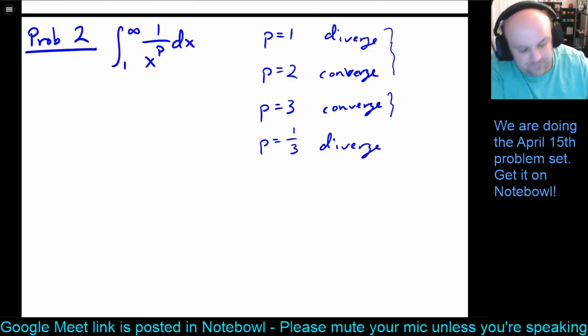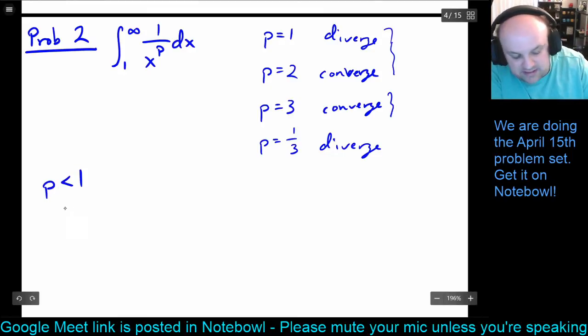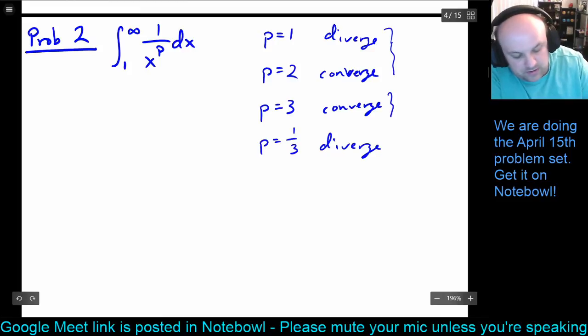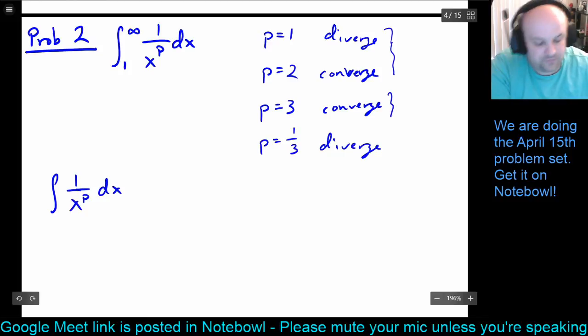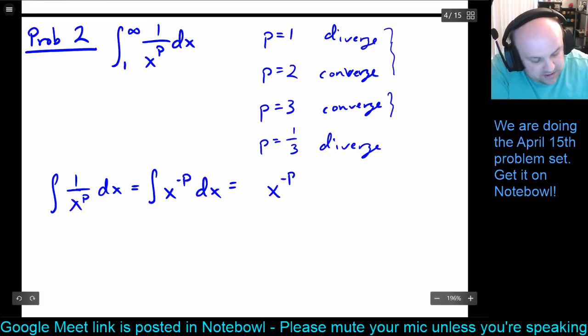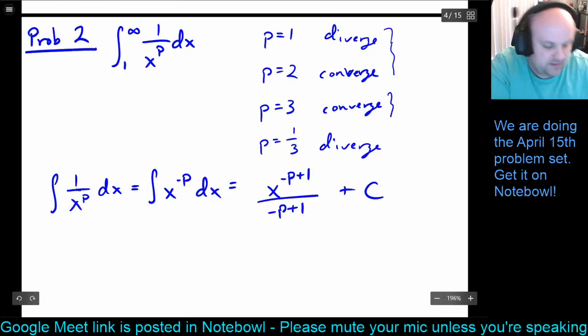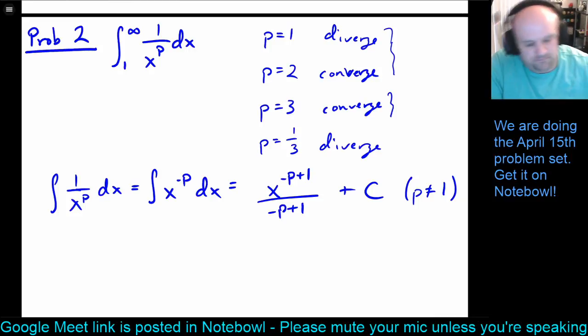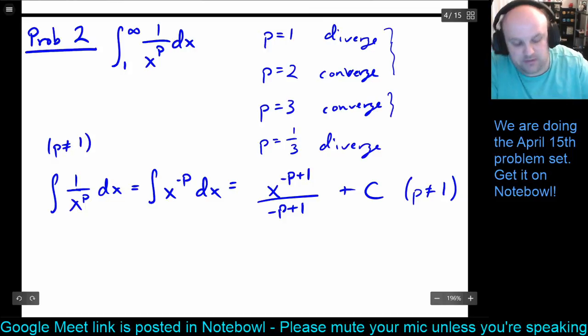So here's what we're going to do. We're going to say, well, what if p is less than 1? Right? Well, actually, let's start here. Let's just look at the antiderivative of 1 over x to the p. So this is the antiderivative of x to the negative p dx, which is x to the negative p plus 1 over negative p plus 1, technically plus c. This is as long as p is not equal to 1. If p equals 1, we have ln, which is a whole other thing. So here we're assuming p is not 1.